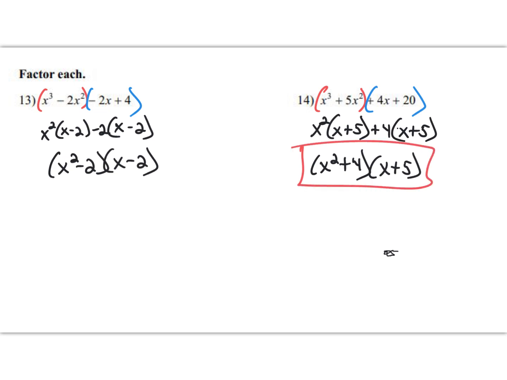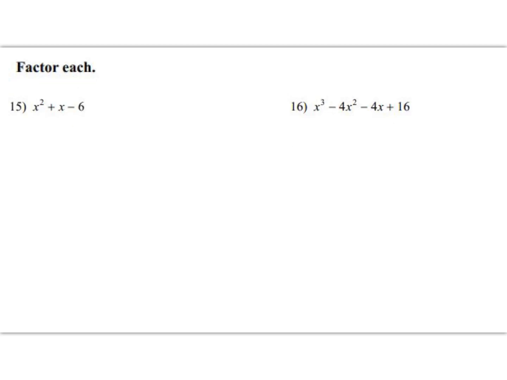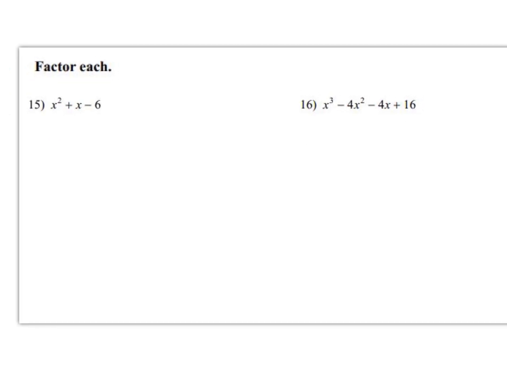All right, let's take a look at numbers 15 and 16. All right, so these are trinomials that we're going to be factoring. Actually, 16 looks like grouping again, I believe. So in number 15, we're going to factor this trinomial. Remember, we use our factor tree.